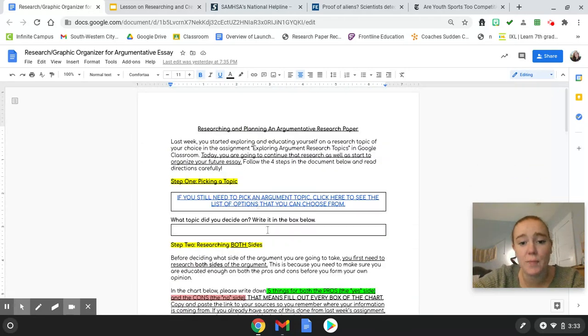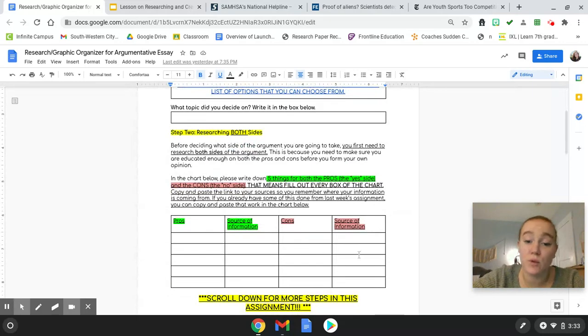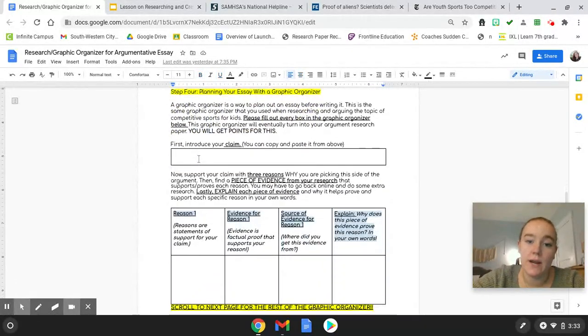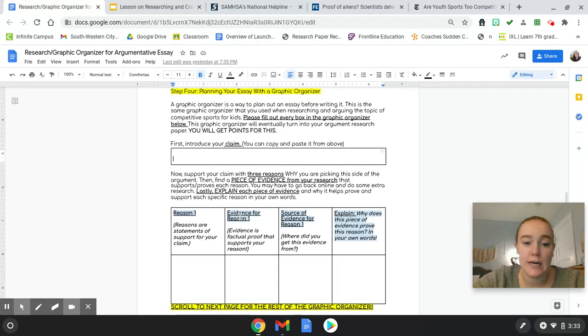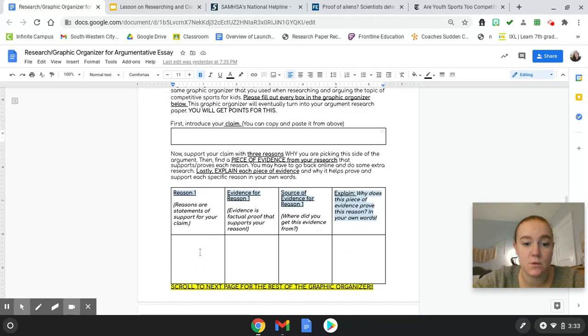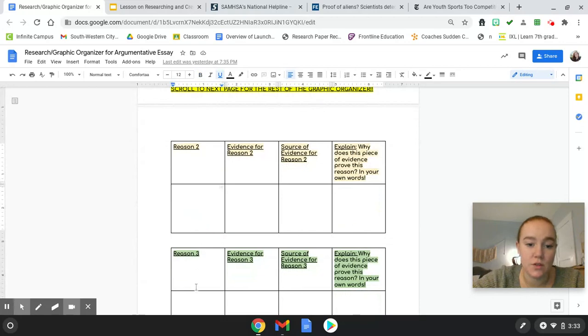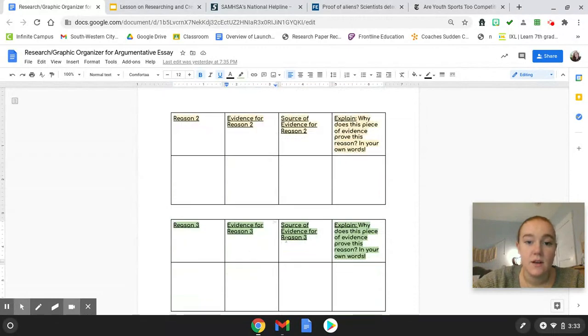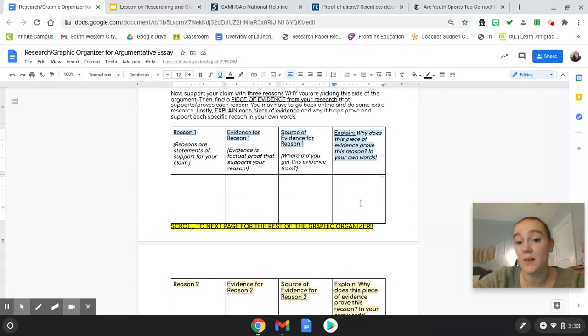But basically, you're going to pick your topic. You're going to do your research for both the pros and cons side. Make sure that you do good research and find good sources. And then you're going to make up your claim. Then you're going to actually start to fill out your graphic organizer. So your claim is going to go here, and then that's when you start to come up with your three best reasons. So reason 1 will go here, reason 2, reason 3, and then you need evidence for each reason. So evidence, evidence, evidence. You'll just copy and paste the link for each of the pieces of evidence that you use. And then last but not least, you'll explain why that evidence is important and why it proves your reason.